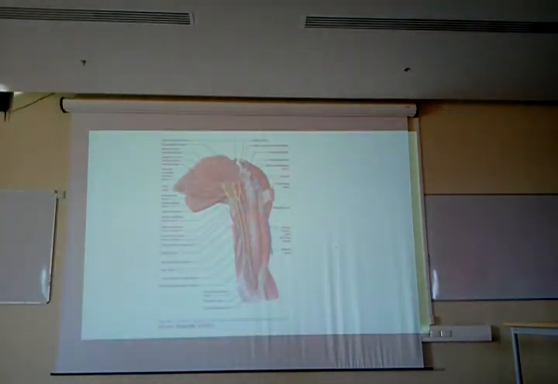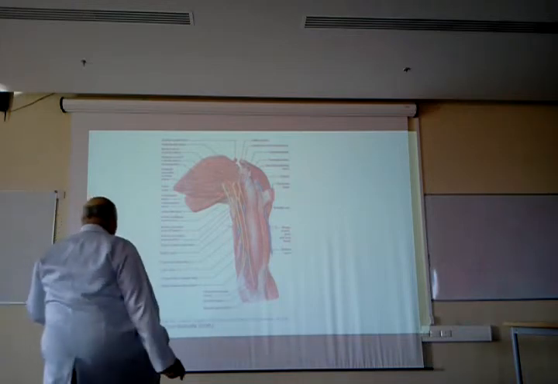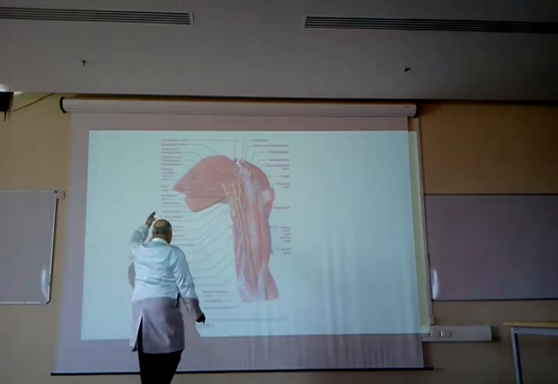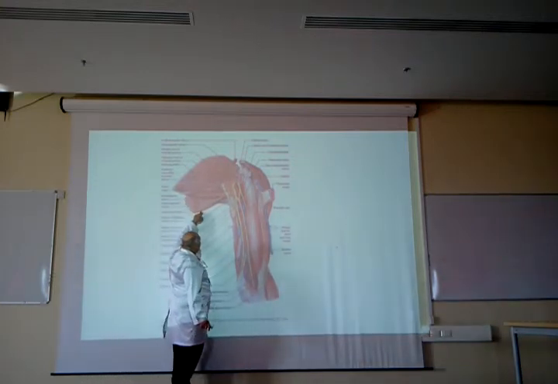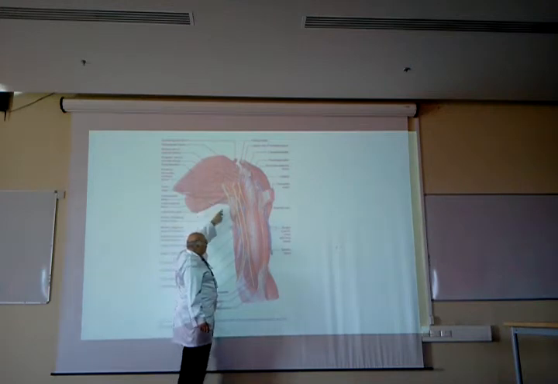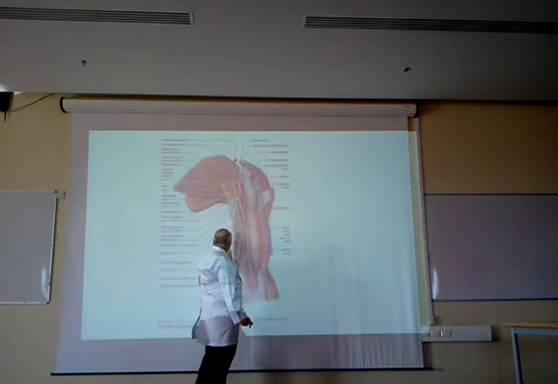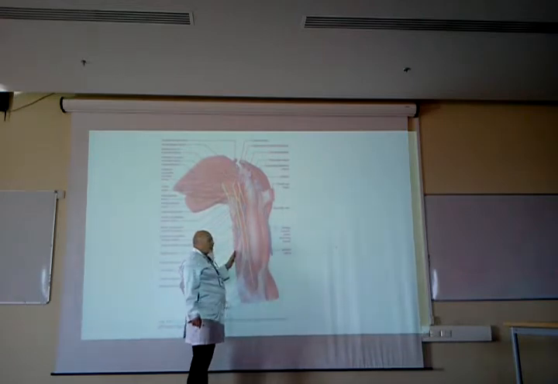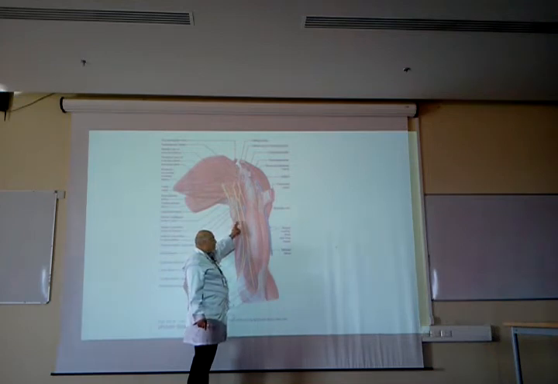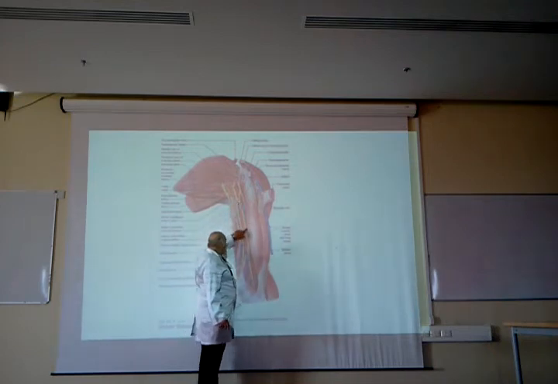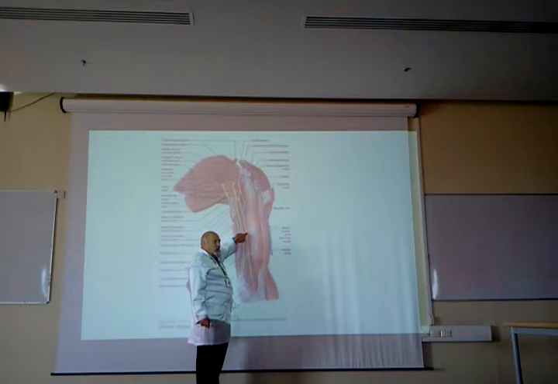The radial nerve goes with the profunda brachii. The axillary nerve is accompanied by the posterior circumflex humeral artery. In this picture we mentioned previously, this muscle is subscapularis. Here is latissimus dorsi. Here is pectoralis major, deltoid, biceps. This is the long head of triceps and the medial head of triceps here.